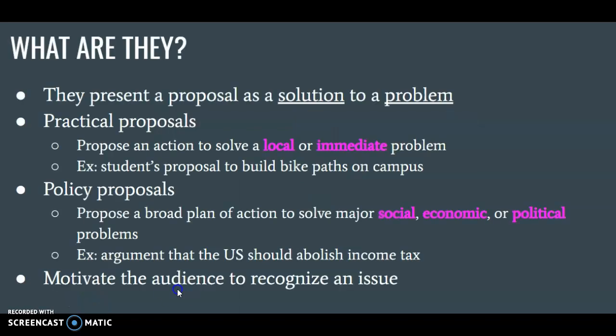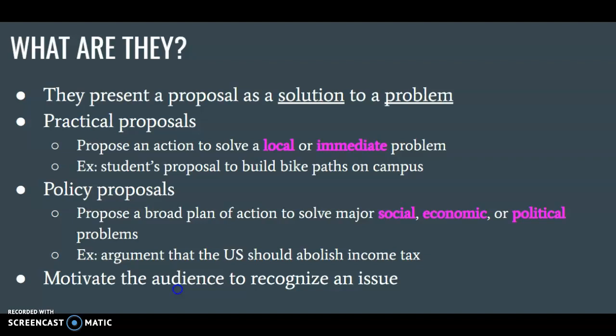What are they? Well, proposal arguments are essential for the workings of a free and open society. A proposal argument motivates the audience to recognize a problem and then proposes a solution to the problem. When effective, proposal arguments call an audience to action. We actually have two types of proposal arguments: practical proposals and policy proposals.